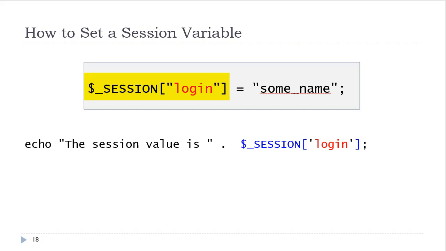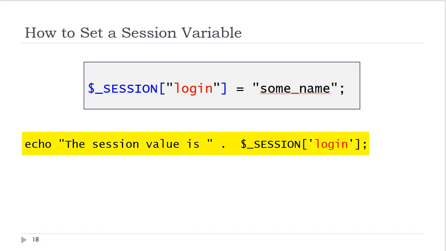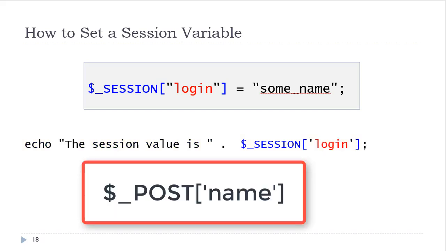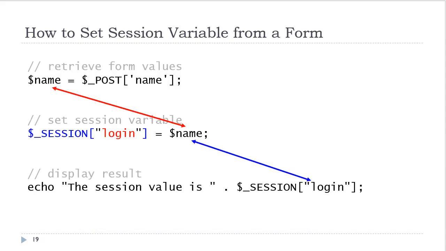A session variable is set using the $_SESSION and in brackets identifying that variable with a name. So we have the name of the variable on the left-hand side, and on the right-hand side is the value that will be stored in that session variable. You can see the value of that session variable in the echo statement as I have shown here. Again, this is very similar to $_POST, giving it the name of the form element. It returns the value.